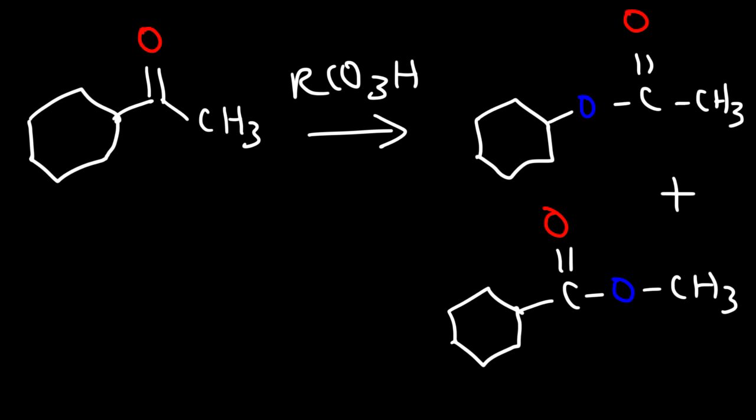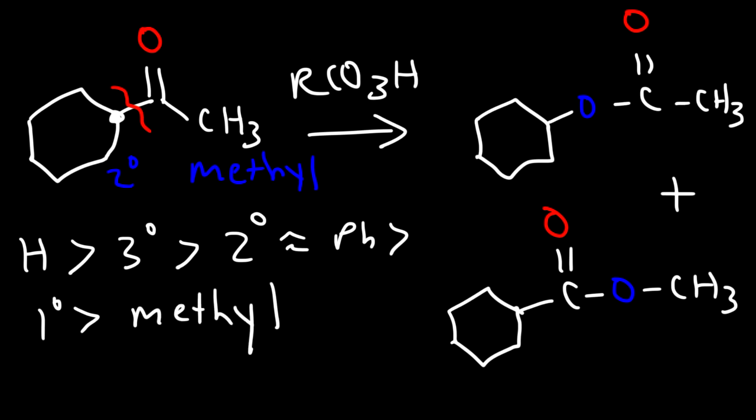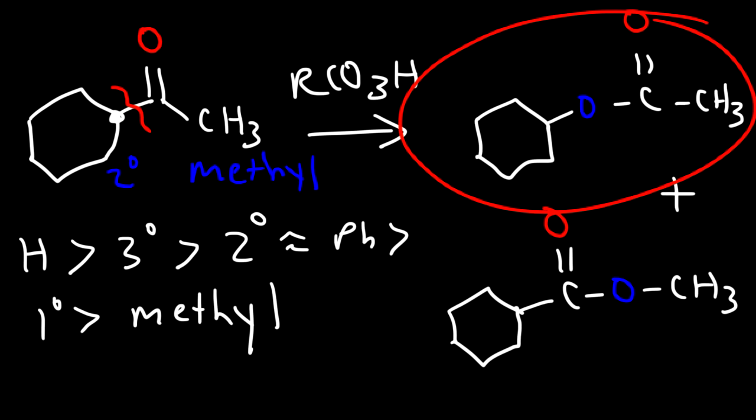So we're comparing a secondary alkyl group. Even though this is a tertiary carbon, when you disconnect it, it is considered a secondary alkyl group because you no longer count this carbon. So we have a methyl group versus a secondary alkyl group. Based on what I gave you earlier, hydrogen is the best, then the tertiary alkyl group, then the secondary alkyl group, which is about the same as the phenyl group, then the primary alkyl group, and the least reactive is the methyl group. So it's definitely not going to be the methyl group. Therefore, we're going to put the oxygen atom with the secondary alkyl group. So this is the answer.